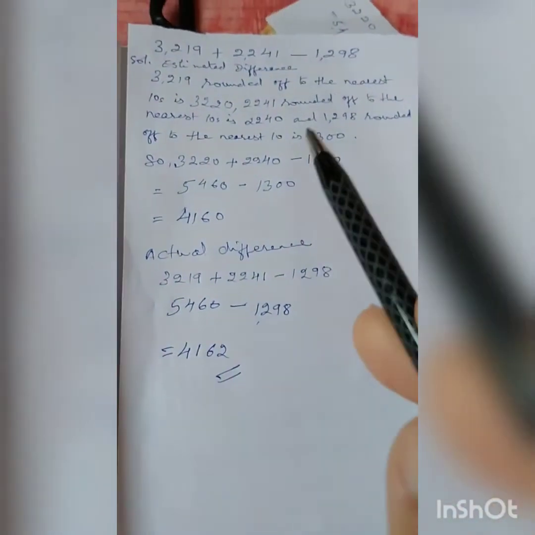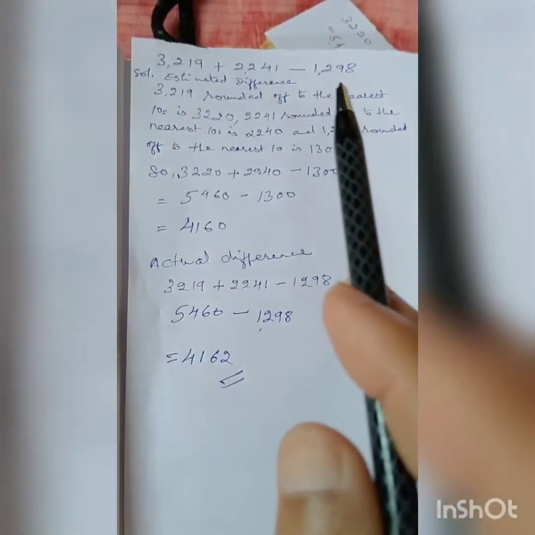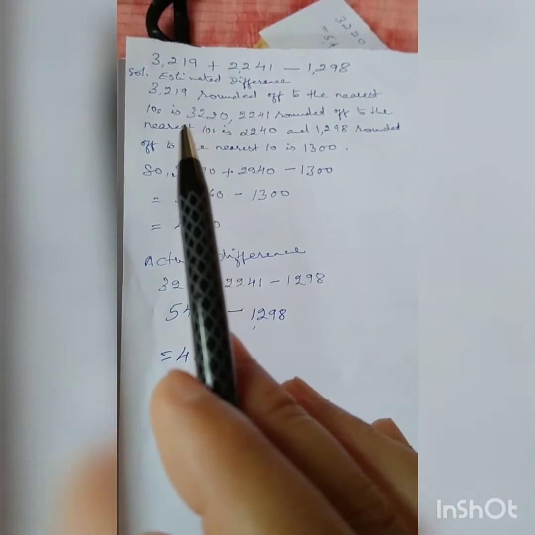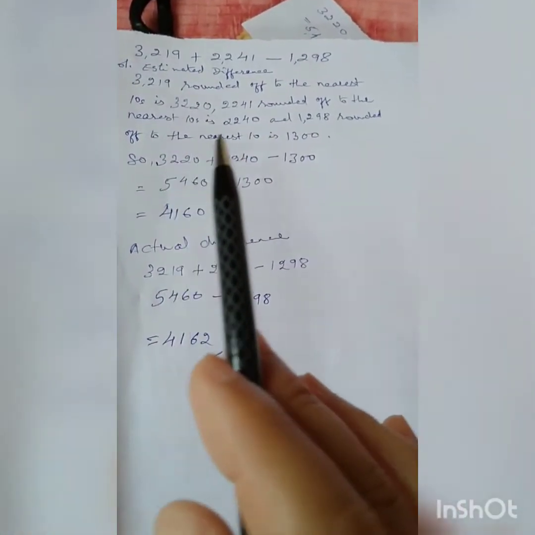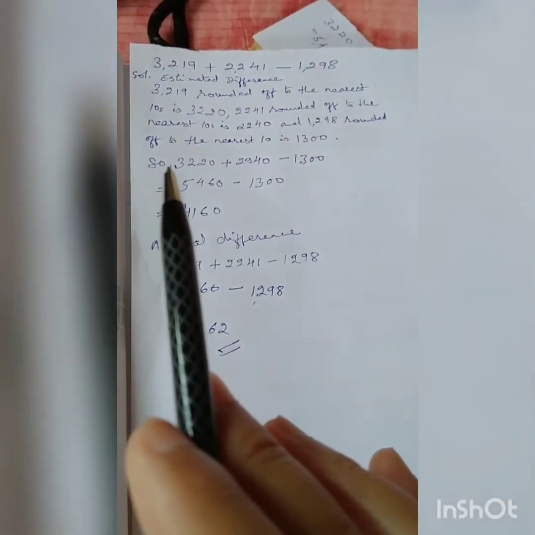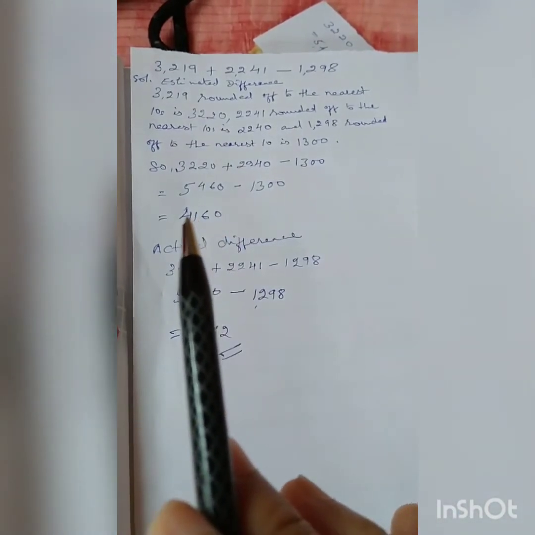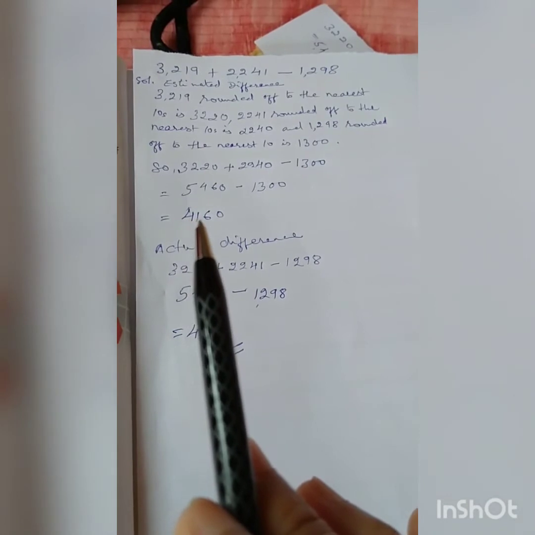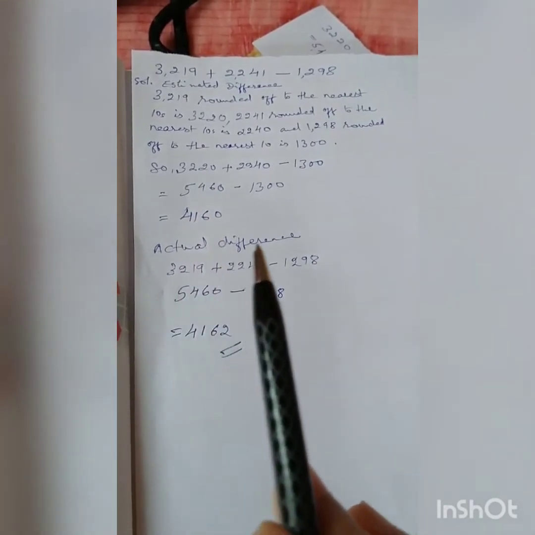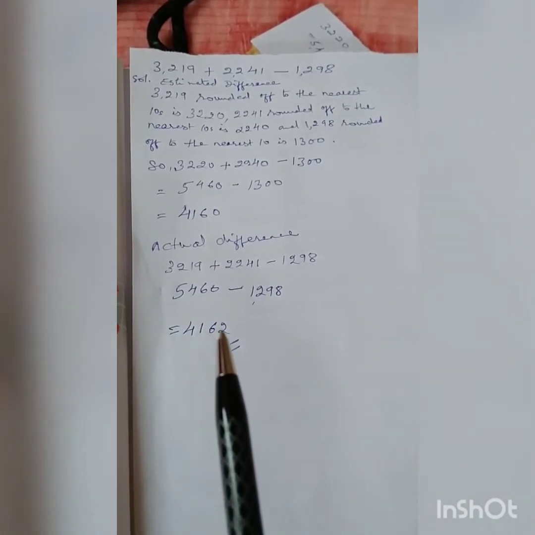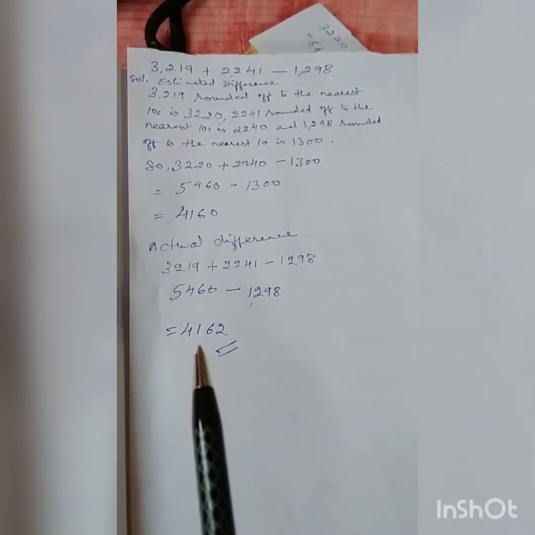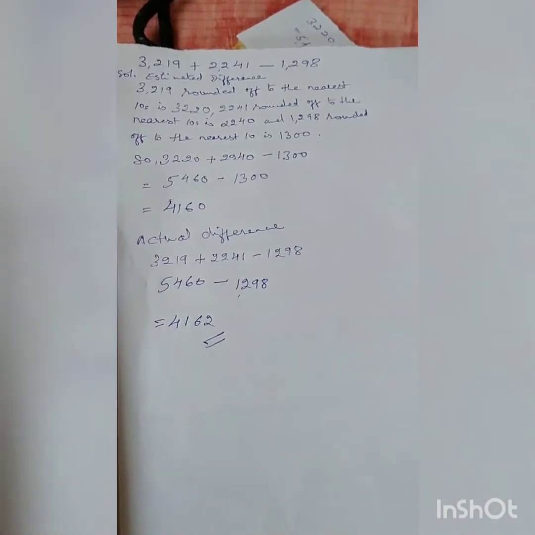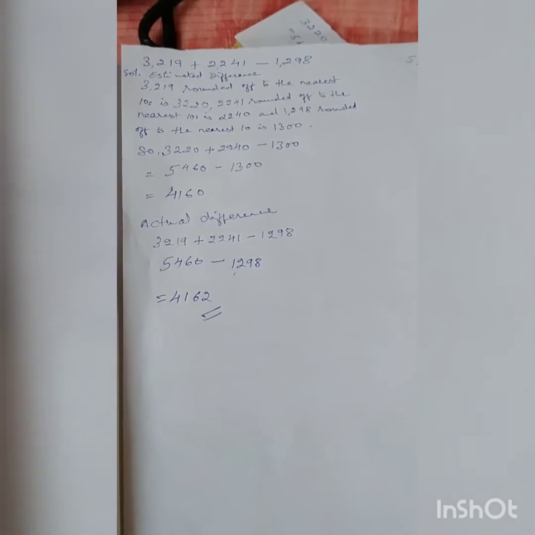Now see, we rounded off the number to the nearest 10. So we got these numbers, and we found the estimated difference. It was 4160 and actual difference is 4162. So this way we can do. Hope you understood.